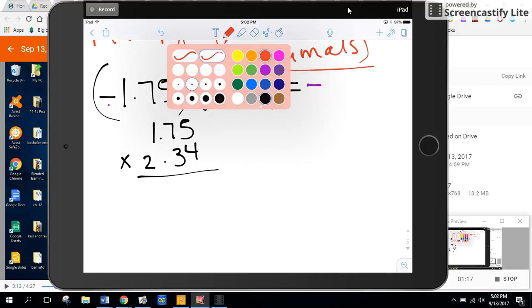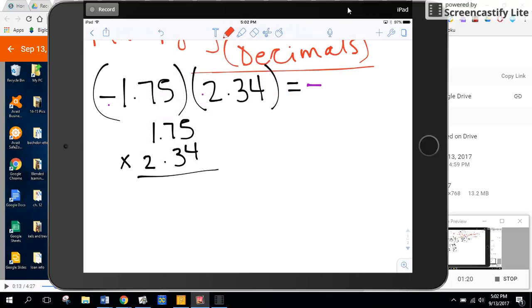Okay, let's change my color here. So I'm going to multiply by 4 by everything. So 4 times 5 would be 20, carry the 2. 4 times 7 is 28, add the 2, I get 30. 4 times 1 plus 3 is 7. Okay, hopefully none of us forget our placeholder.